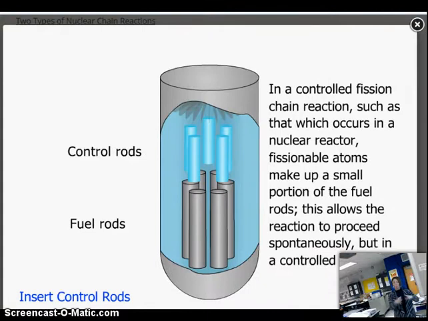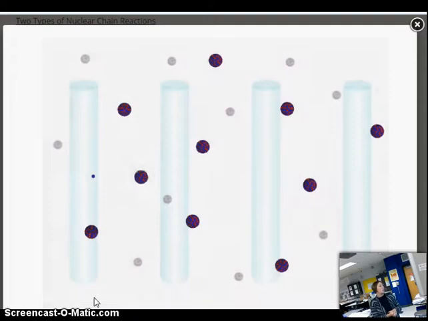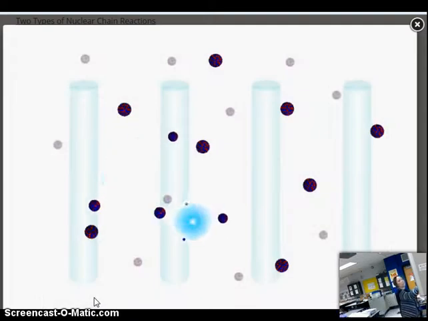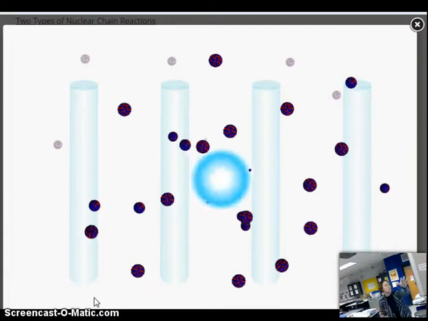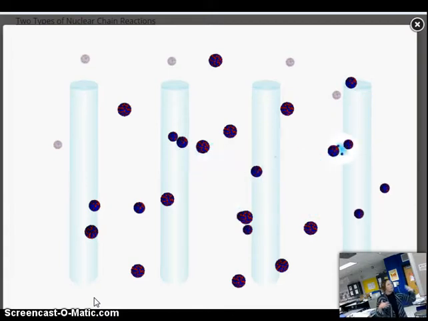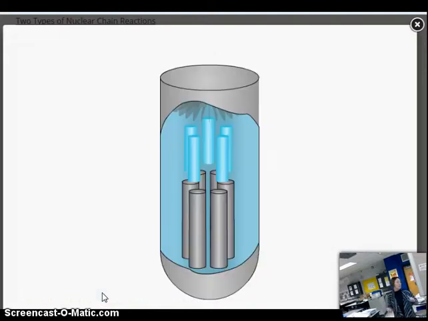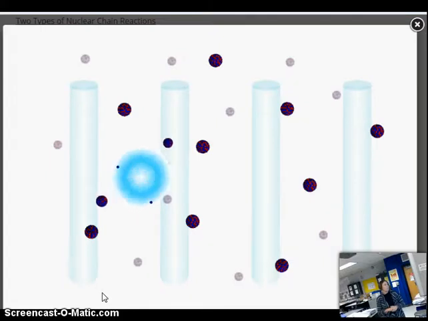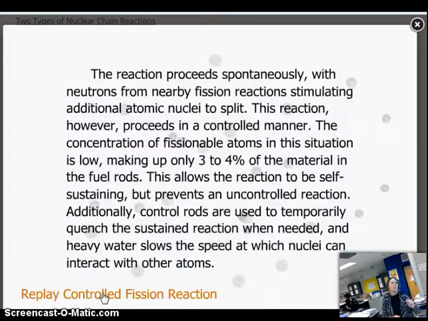I'll insert the control rods, and then it'll magnify this. So the control rods go in, and here we go. We'll just blow up. So these represent the uranium atoms. They're splitting, and the extra neutrons get absorbed. So not too much energy, which is represented by the waves, and not too many uraniums split at once. Okay? Again, here we'll replay the controlled one. I don't know if you can tell, but as the little neutrons get to the control rods, they get absorbed.